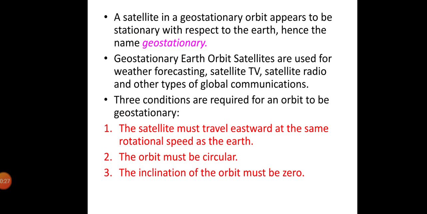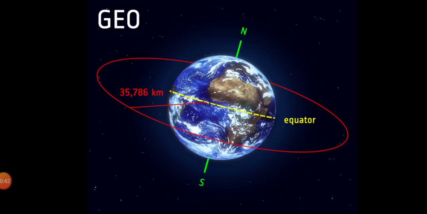Three conditions are required for an orbit to be geostationary. One is, the satellite must travel eastward at the same rotational speed as the Earth. And the second one is, the orbit must be circular. And the third one is, the inclination of the orbit must be 0. So this diagram shows the geostationary orbit which lies along the equator.